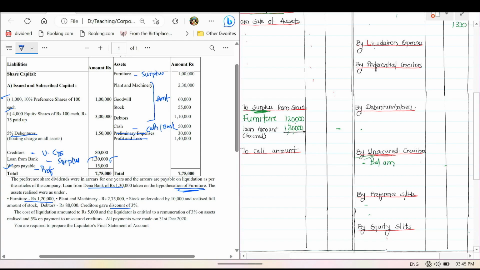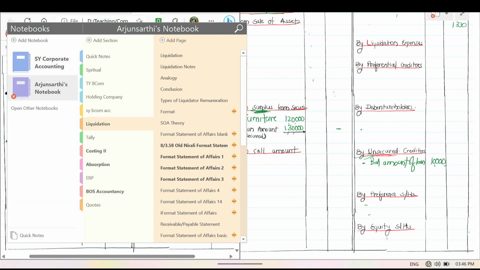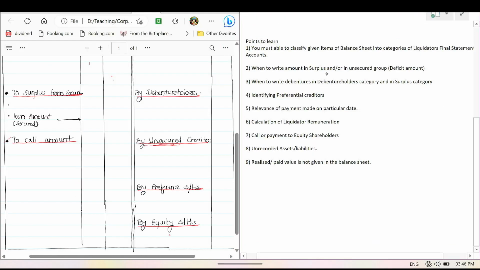Balance amount of loan, we will say balance amount of loan 10,000 will be paid from this category. Understood? Now what was our target? Our target was to study when to write in surplus and when to write in the unsecured group. Understood? If we have excess funds with us after paying the liability amount, then write that in surplus, the excess amount. And if you have a deficit amount, then write that deficit amount in the unsecured group. I think you must have understood this point as well as this point.